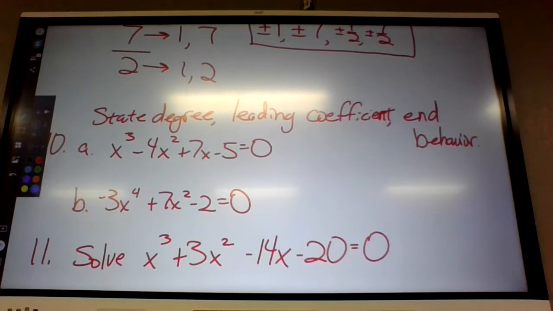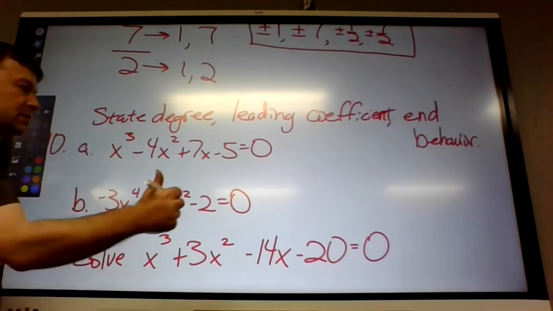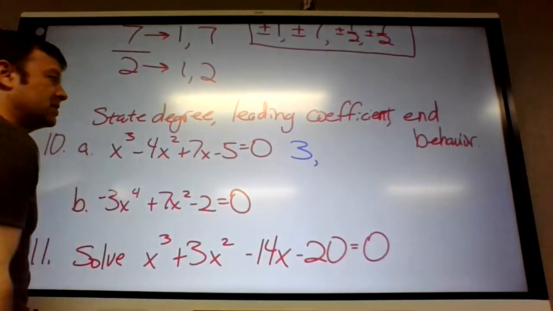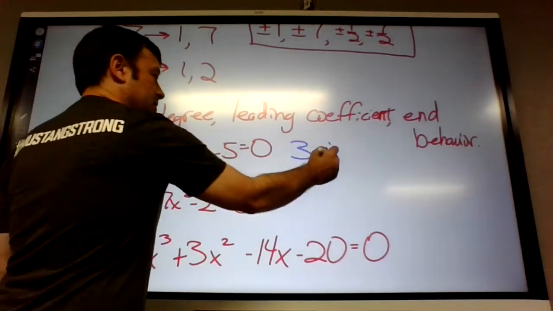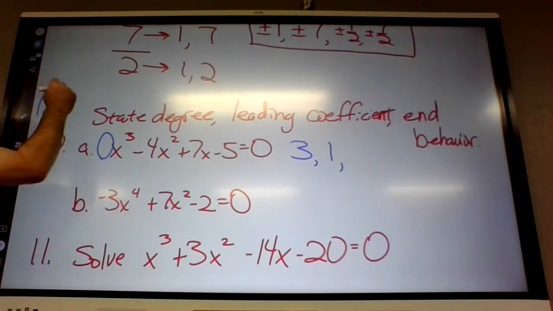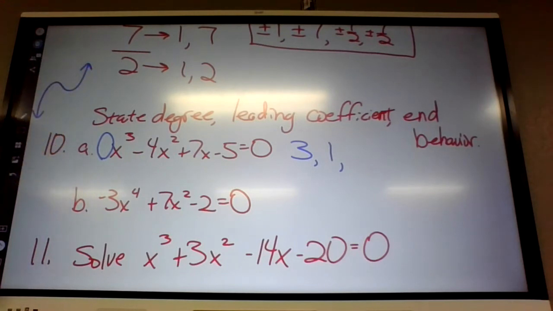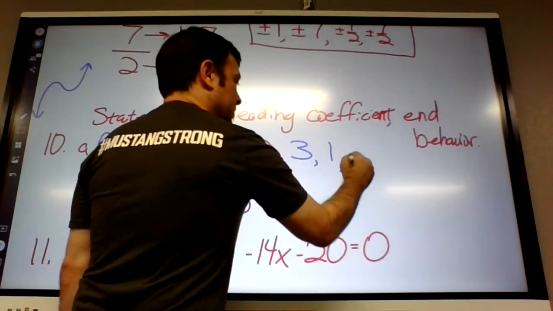Hopefully this should be an easy one. What is the degree of this polynomial? 3. What is the leading coefficient? 1, the number out in front. What is the end behavior going to be? What does x cubed look like? Odd degrees go from down to up if it's positive in front, or if it's negative in front, it goes from up to down. So this would be down, up.